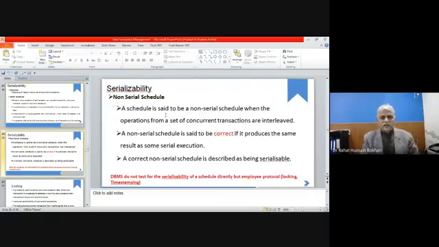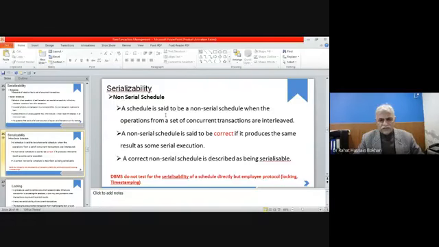Then the other is the non-serial schedule. A schedule is said to be non-serial when the operations from a set of concurrent transactions are interleaved. It means there is more than one person working on the same table or the same records concurrently. In that manner, we call it a non-serial schedule.